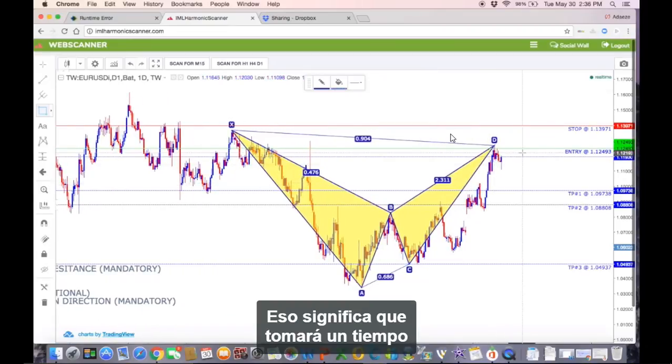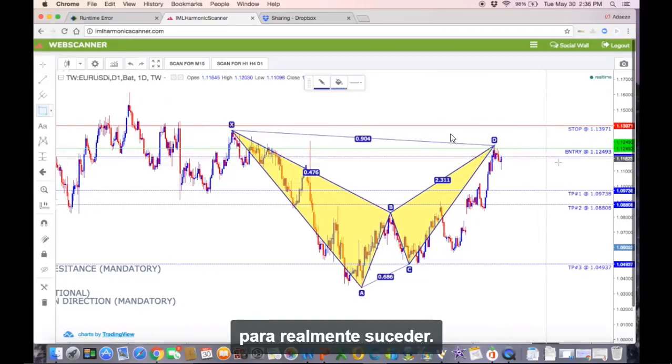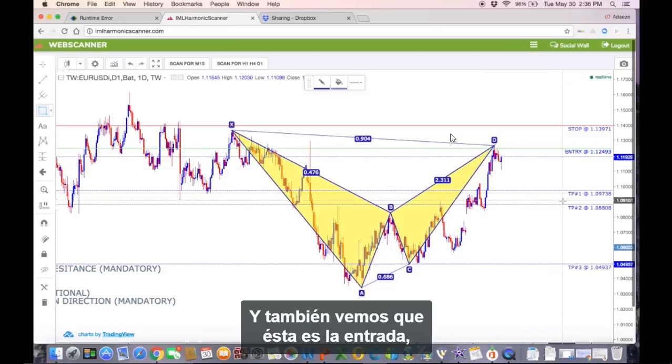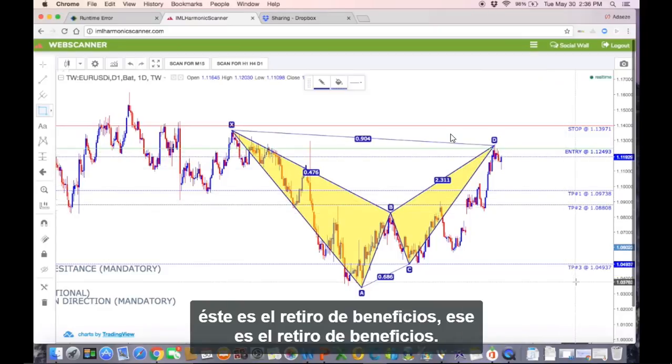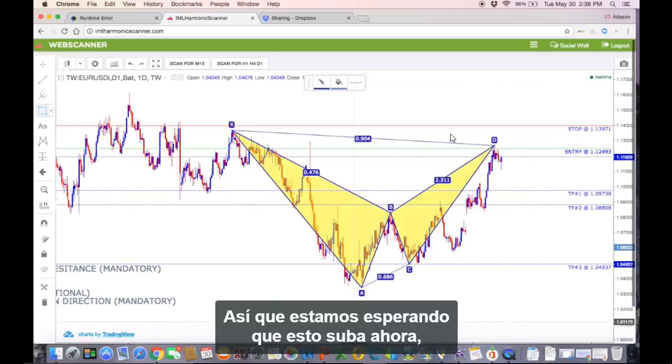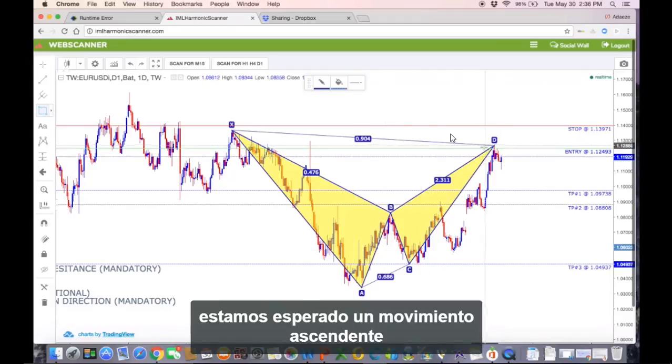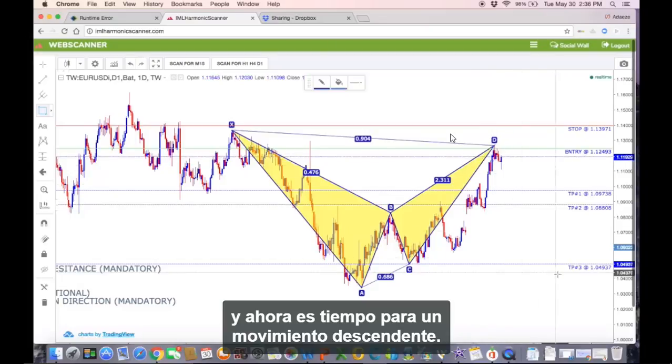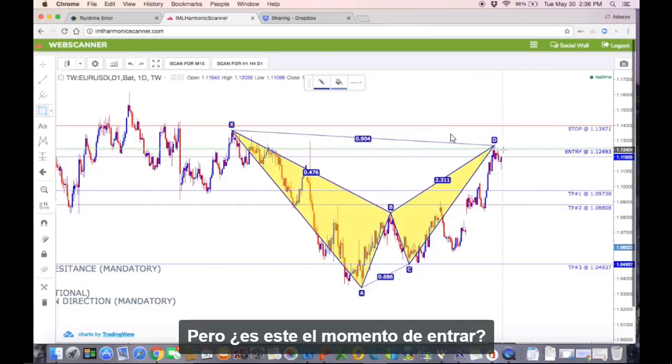So that means it's going to take a while to actually happen. And we also see that this is the entry. That's the take profit. That's the take profit. So we are expecting that this thing is going up now. We are expecting the upward movement to be done, and now it's time for a downward movement. But is this the time to get in? Should you enter here or not?